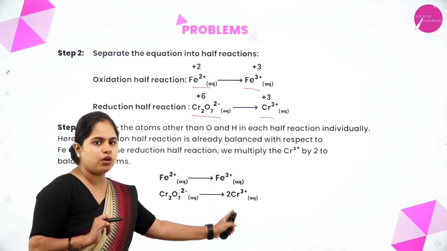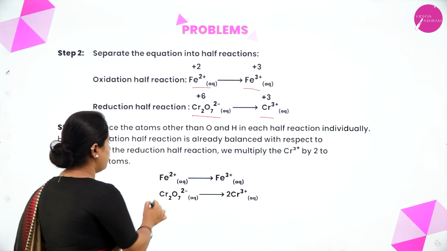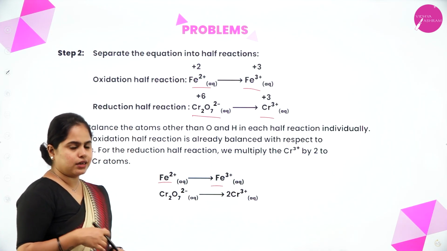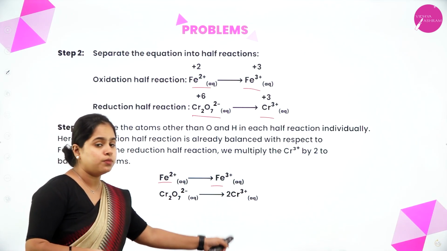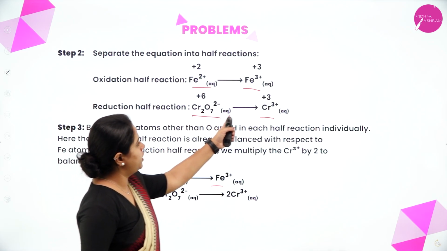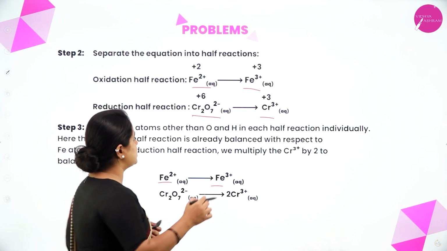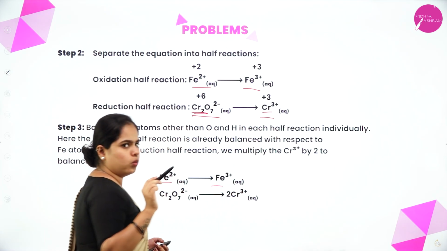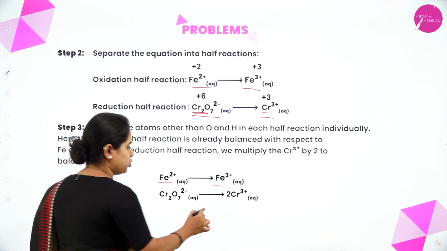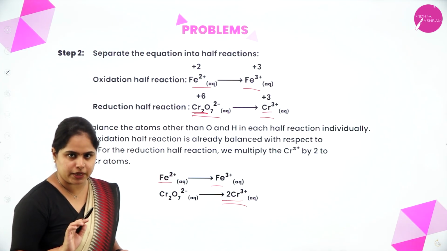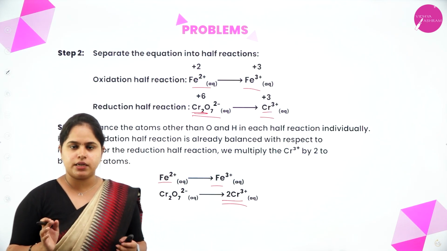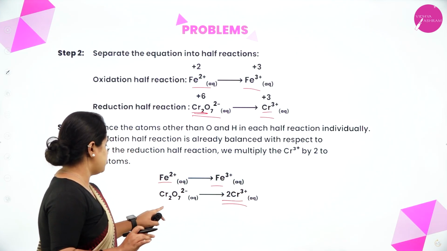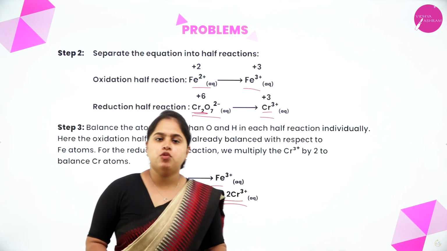So Fe2 plus to Fe3 plus, it is getting oxidized. The number of atoms of iron is the same on both sides, so there is nothing to balance here. But in the next case, the reduction half reaction, Cr2O7 2 minus to Cr3 plus, as you can see, on the reactant side there are 2 atoms of chromium and on the product side only 1. So what do we have to do? We have to multiply it by 2, right? That is what is shown here, 2 Cr3 plus. Okay. So now balancing of atoms other than oxygen and hydrogen is done, right? Only 1 atom of iron here, 1 atom of iron here, 2 atoms of chromium here, 2 atoms of chromium here. So now moving on to the next step.